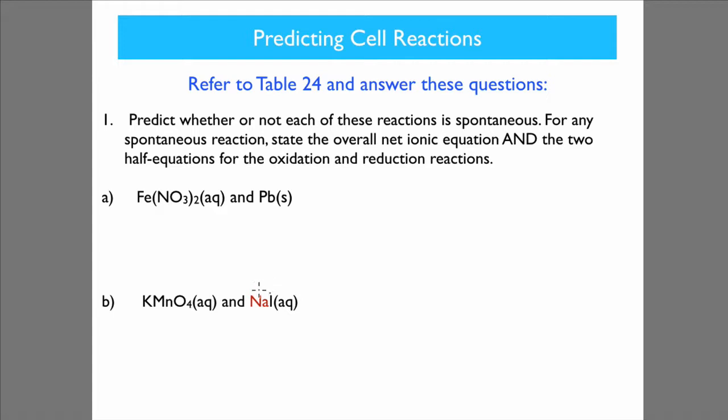Potassium permanganate and sodium iodide. Now, you have to look in your data book for this. I can't just flick back to it on that table. But this is a very, very strong oxidizing agent, and the iodide ion is somewhere in the middle, so you're going to get a spontaneous reaction here, and you can just copy down the two half equations from your data table.